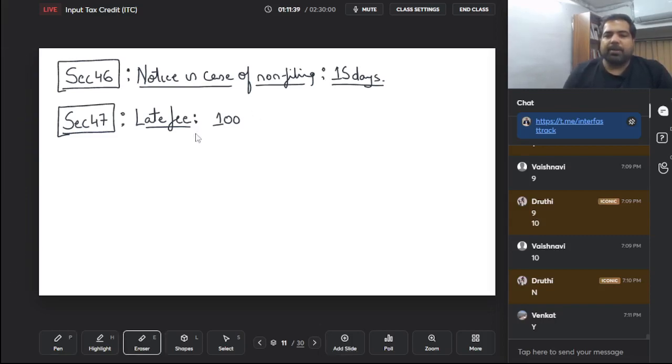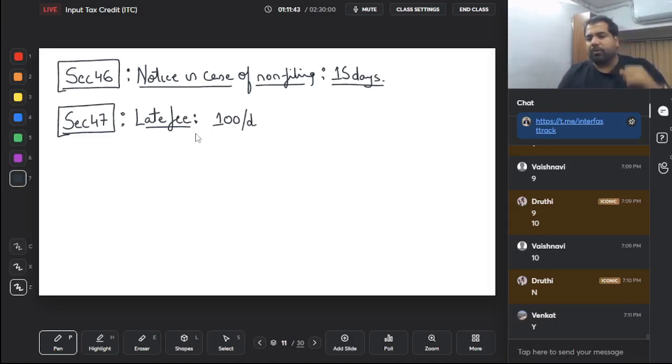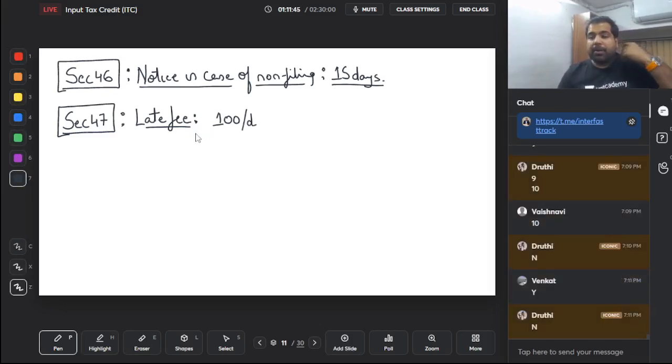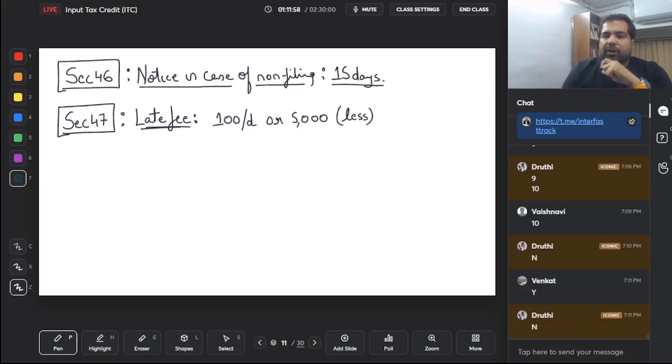Guys, for businessmen, is 100 rupees a lot of money? No, not really. But I'll tell you why this hurts, because this is 100 rupees per day or 5,000, whichever is less. Why less? It should be a late fee. The government should put more, no? But GST is a new law, and hence whichever is less.